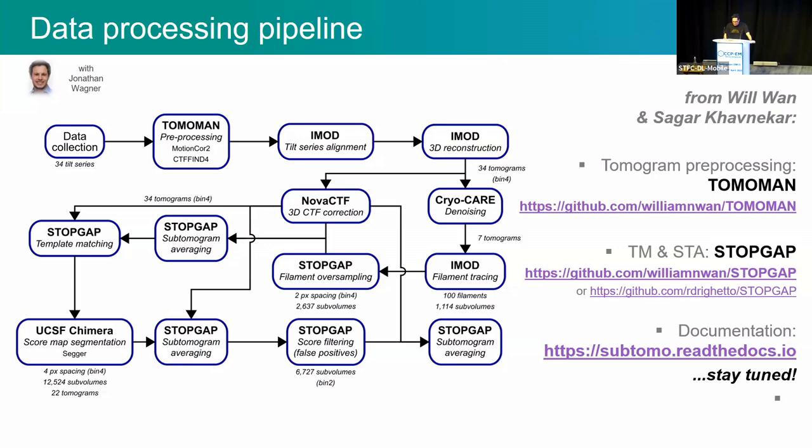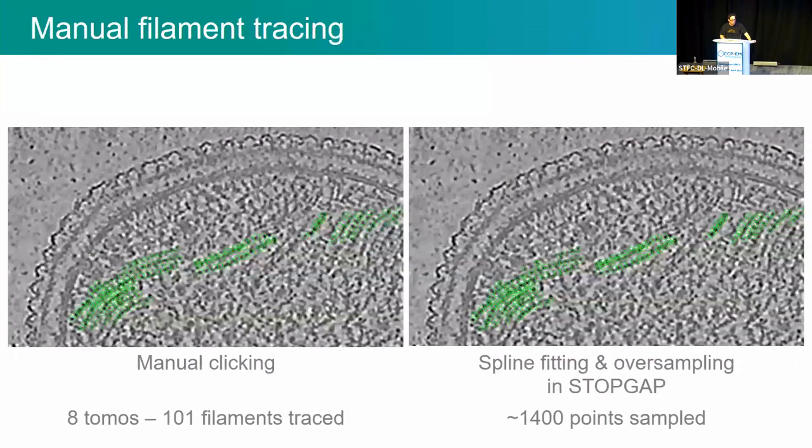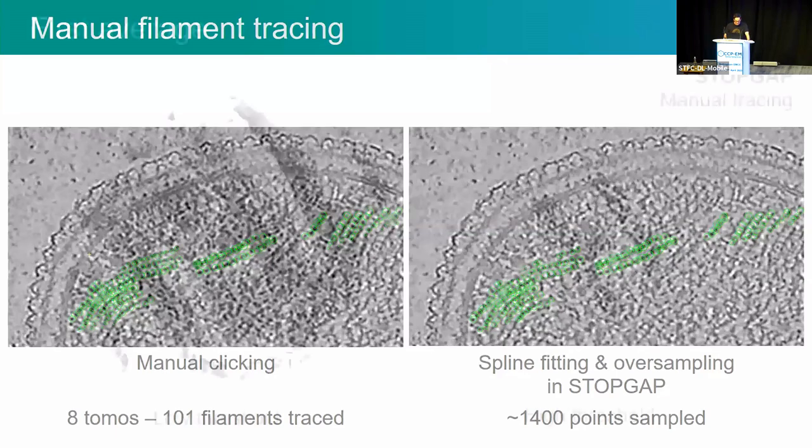And how I started the processing here was I did a manual filament tracing in IMOD. This is similar to what Sam showed today for the IFT complexes. So I traced a few filaments by hand, and then I oversampled these filaments using spline interpolation in STOPGAP. And these filaments are quite difficult to visualize, even in the denoised tomograms, because they are very thin at this magnification, and they are very intertwined. So it's hard to see exactly where a filament starts and where it ends.